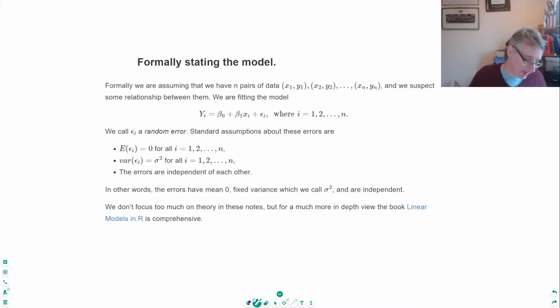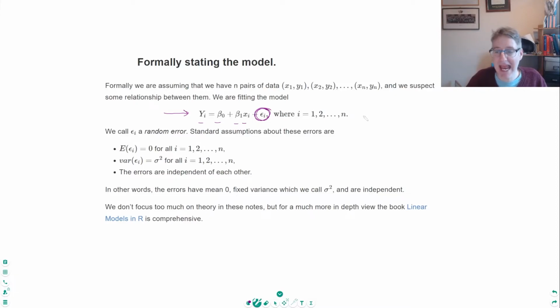Well, we made some assumptions when we stated what our linear model was, and you may not remember or have cared about this, but this is why we did it. Formally, when we fit a linear model, we are fitting this model: y is some intercept plus some slope times x plus this random bit here. And this random bit is what makes it a statistical model.